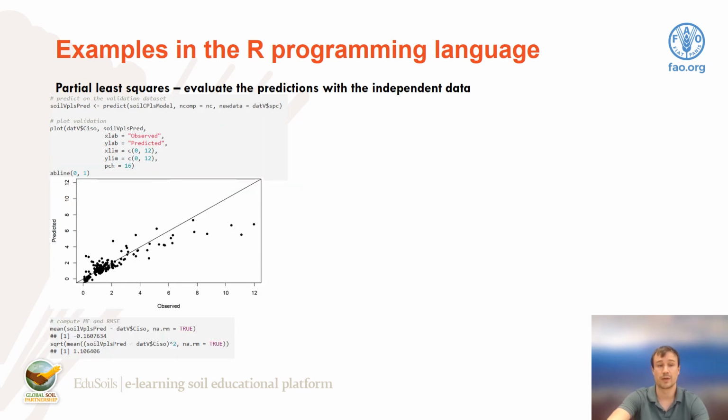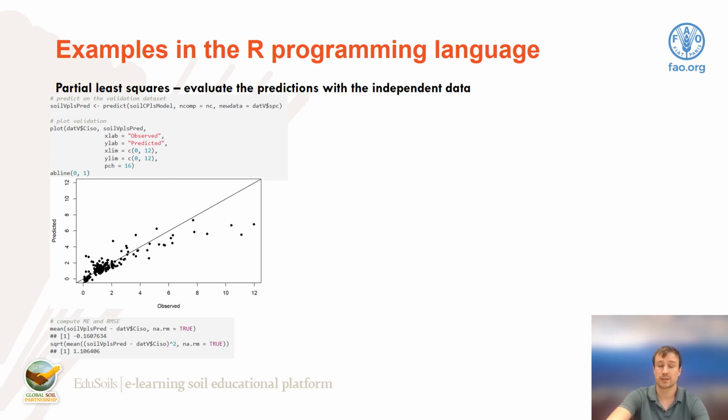Then we can evaluate the model prediction using the data for validation that we left aside earlier. And we can simply predict using the predict function in R. So here we have to specify in an argument the new data on which we would like to predict. And we predict into a new object which is called soil.v.pls.pred, for soil validation partial least squares prediction.